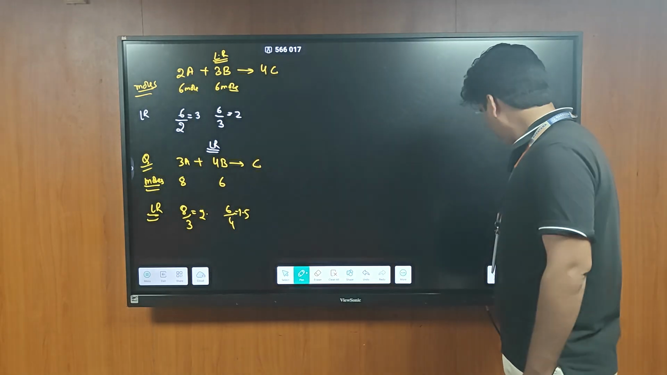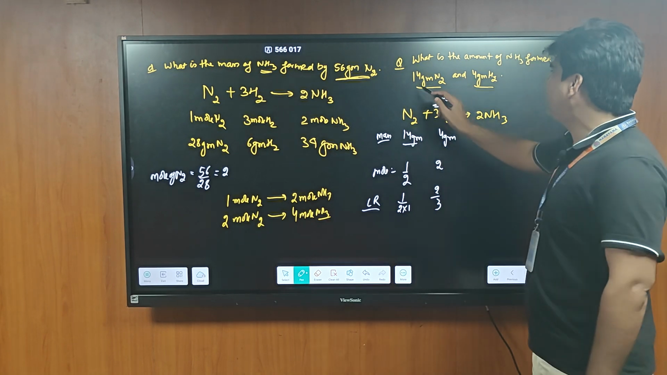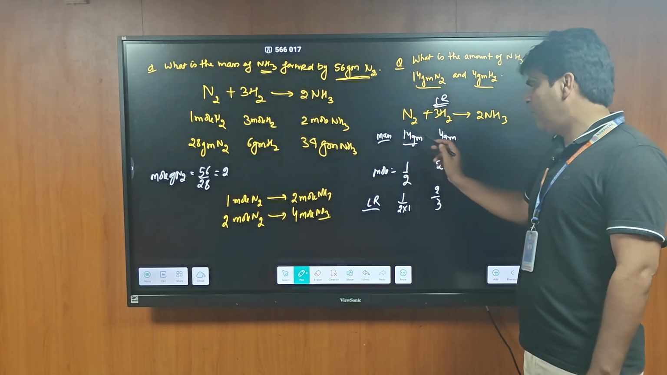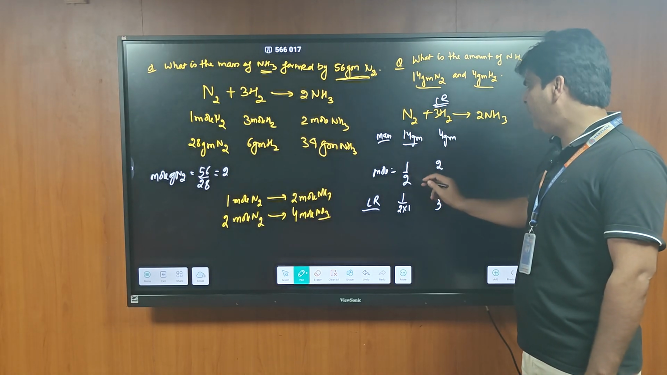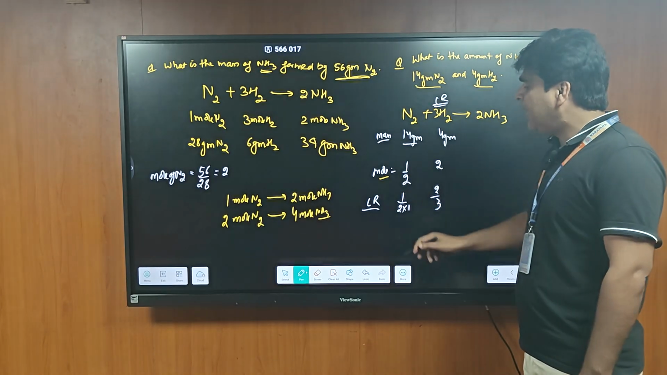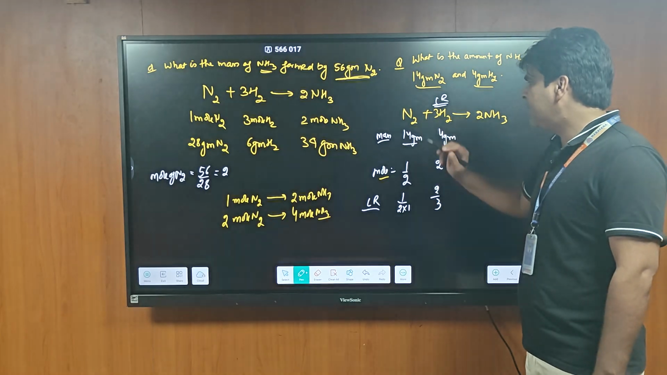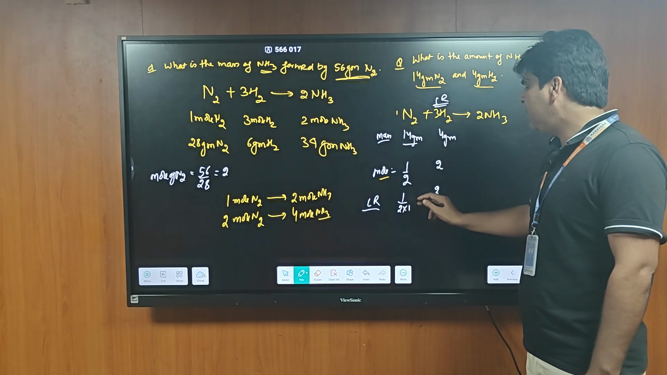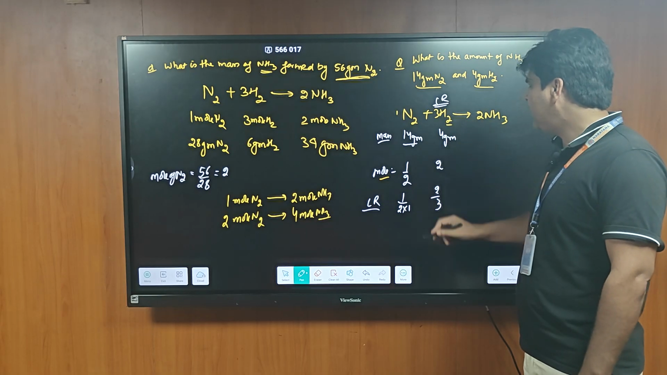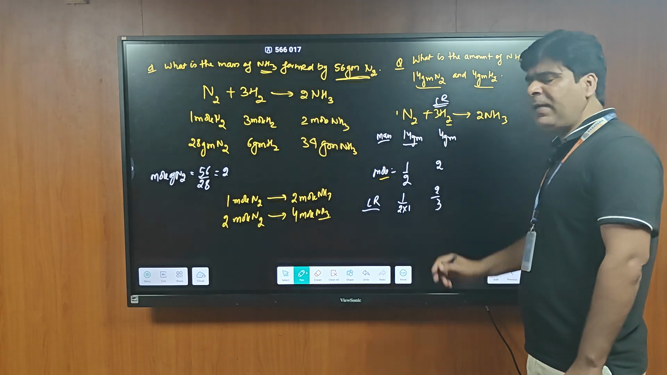Now let's see the question which I dealt with. What was the mass given? The mass of nitrogen was given as 14 gram and the mass of hydrogen was given as 4 gram. So what will be the moles? Its mole will be 1 by 2 and the hydrogen mole will be 2. Then we'll divide by the stoichiometric coefficient. The stoichiometric coefficient of nitrogen is 1, so 1 by 2 into 1, and the stoichiometric coefficient of hydrogen is 3, so 2 will be divided by 3.